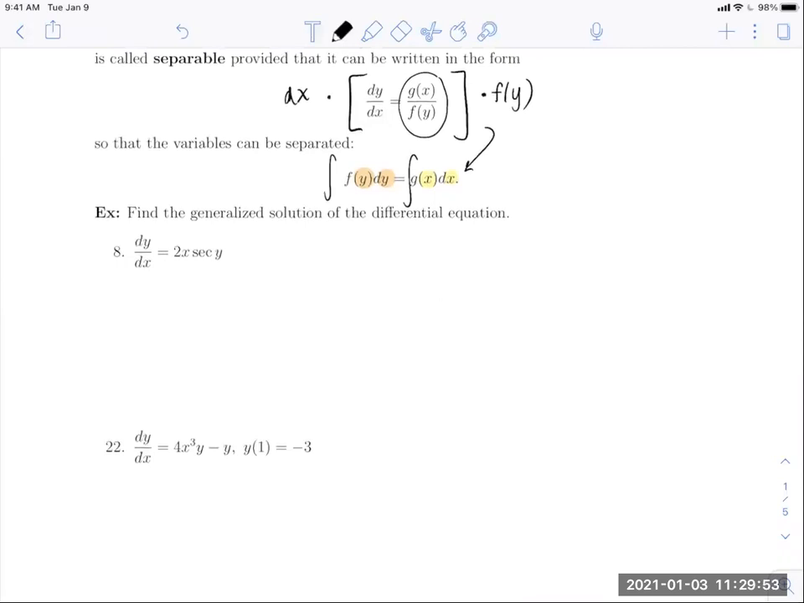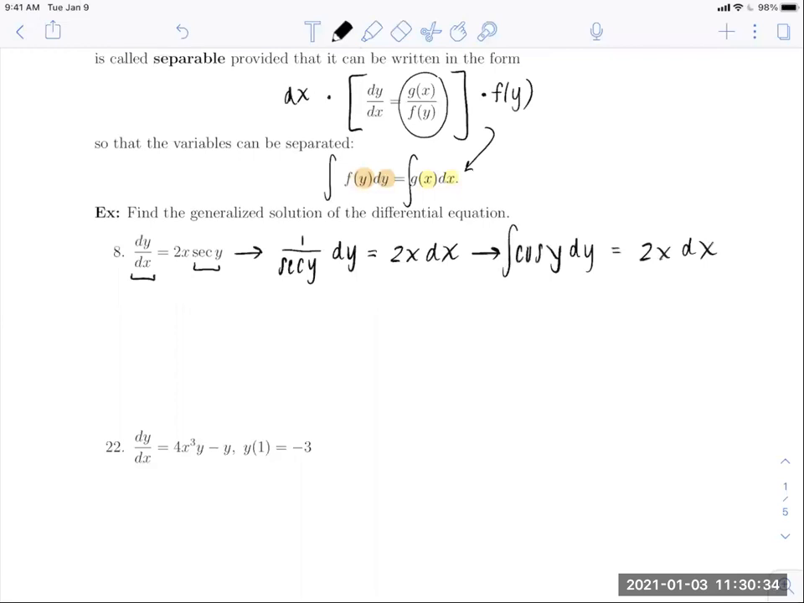So first of all, for problem 8, what I'm going to do is move the secant y over to the other side, as well as the dx differential. So that's going to leave me with 1 over secant y dy equals 2x dx. All right, now keeping in mind that 1 over secant is just the reciprocal identity for cosine, I'm going to rewrite this as cosine of y dy equals 2x dx. All right, I have successfully separated my variables.